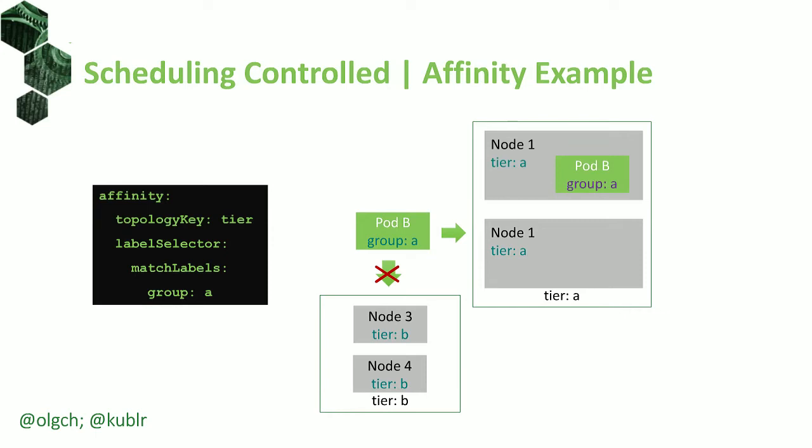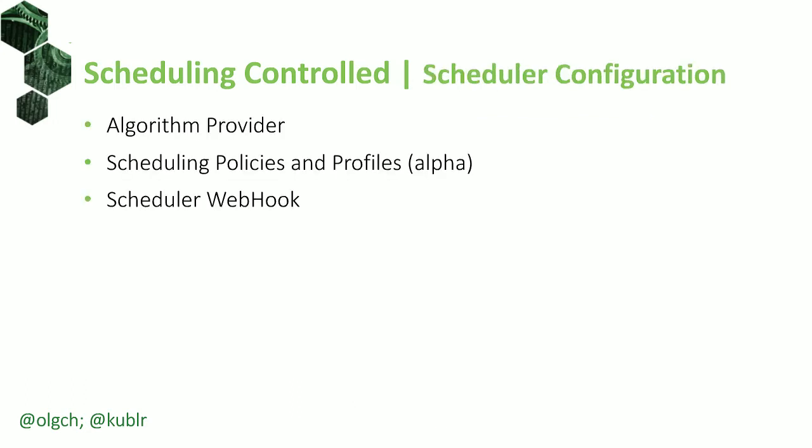This is an example of how affinity can be used. If you, for example, have this kind of affinity rule with topology key tier and match label group A, now if you have some pod running already on a node with tier labeled A, another pod with the same label group A will have to be scheduled on one of the nodes also marked tier A. This is how required pod affinity works. Preferred is similar, but it's going to be preference versus requirement. And anti-affinity works similarly, clearly.